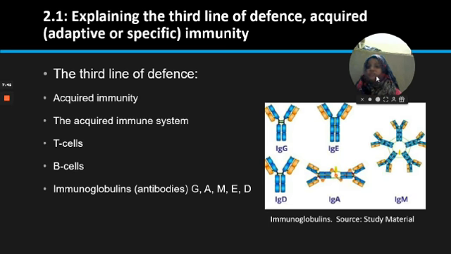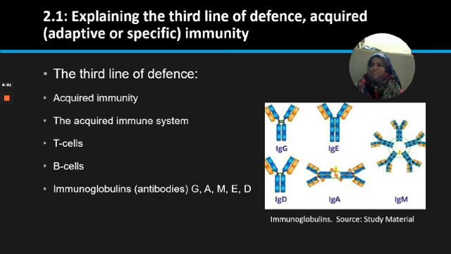The second part is the acquired immune system. The acquired immune system in humans is responsible for the destruction of pathogens. It consists of two cells, basically T cells and B cells. What is the T cell? I'm just giving a very brief introduction.